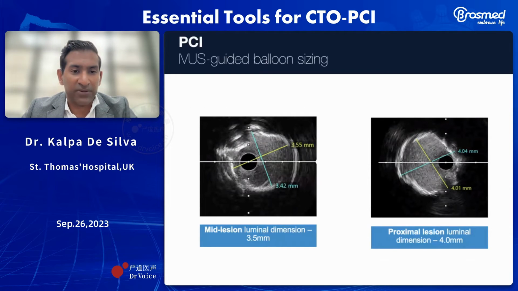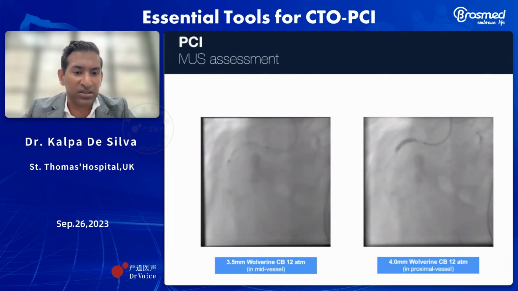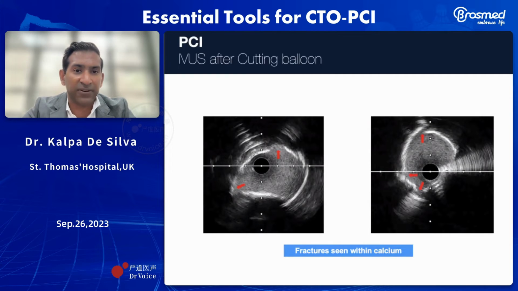From the IVUS that we'd already taken, you could understand the dimension of the vessel. So I used at this point a guide extension and a cutting balloon to see if this would make a difference. I used a 3.5 and a 4 millimeter cutting balloon to modify the vessel further. And you can see here, immediately following the cutting balloon, the proximal vessel, there are very clear fractures seen within the calcification, which meant that I felt this vessel and lesion was going to be more compliant.